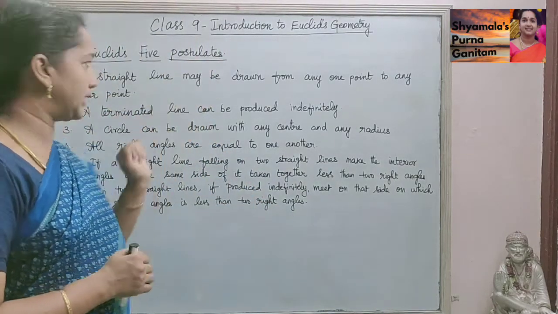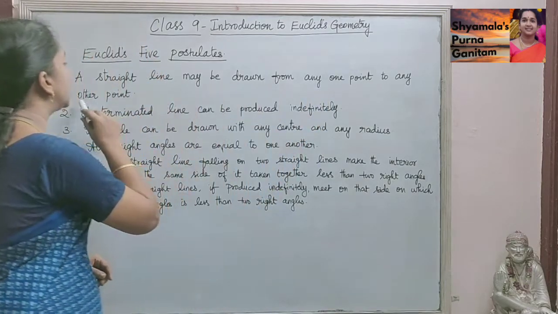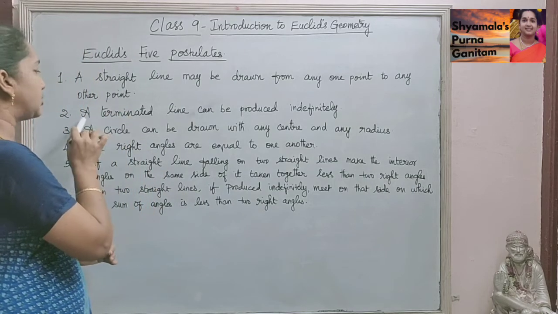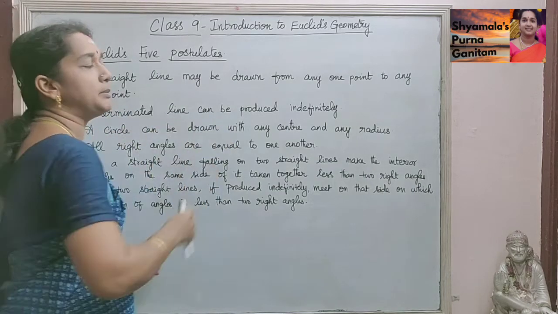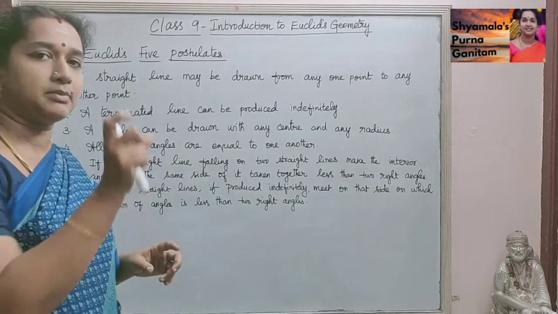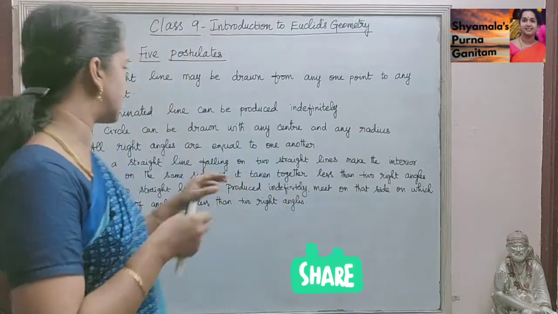Euclid's 5 postulates. A straight line may be drawn from any one point to any other point. So all these things are simple only. Then the second one: a terminated line can be produced indefinitely on both the sides. That is, a terminated line means a small line. If you take a line, it can be extended on both the sides.